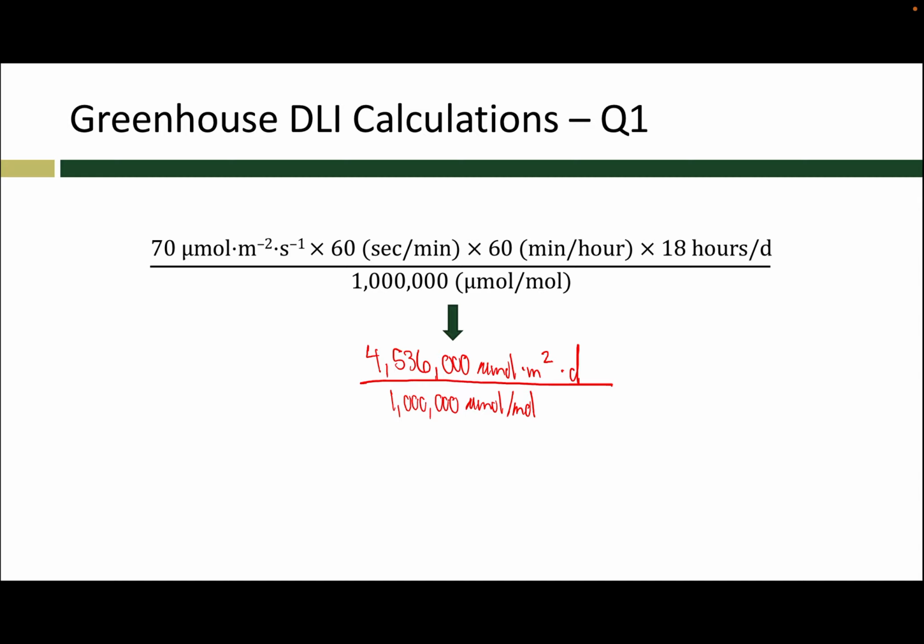And the reason we do this is we're converting from micromoles to moles because moles is a way easier number to deal with. Instead of talking about 4 million micromoles, we can talk about a much easier to use metric. So in this case, our DLI would be equal to 4.536 moles per meter squared per day. And so all we're doing is canceling out units, some simple division here, to find that we have a manageable number now: our DLI contribution from those lamps is 4.536 moles per meter squared per day.